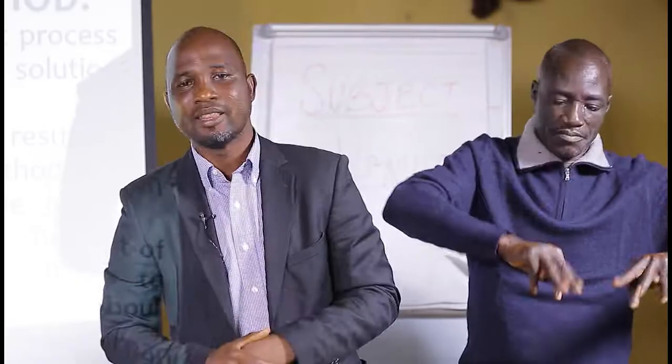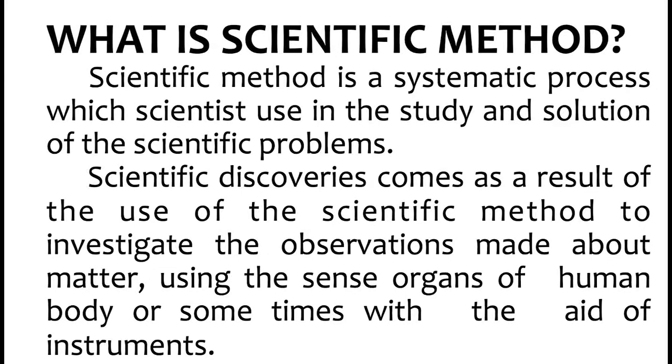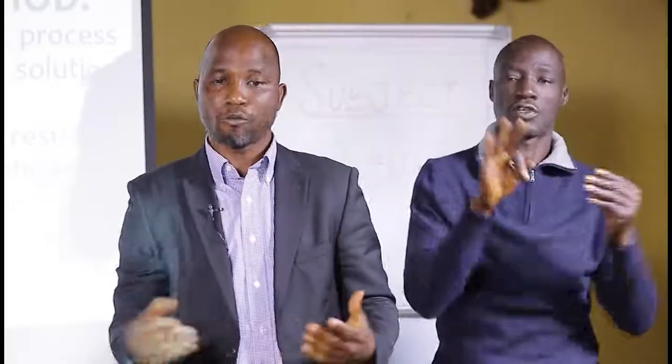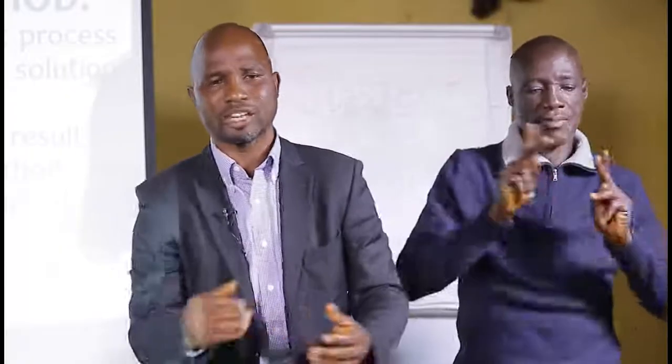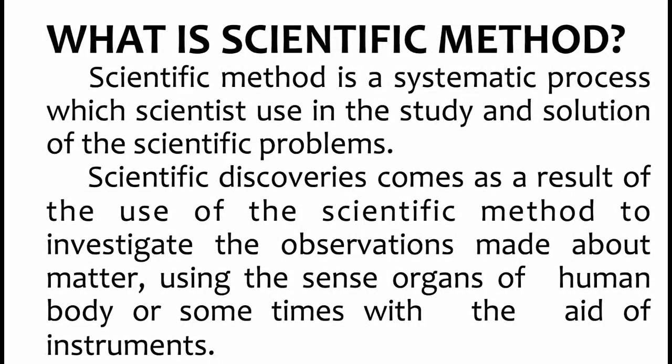In experiments, there is a way scientists go about investigation, and this way is called the scientific method. We say the scientific method is a systematic process which scientists use in the study and solution of scientific problems. Oftentimes, there are scientific problems, and the way scientists go about giving a solution to these scientific problems is called the scientific method. Scientific discovery comes as a result of the use of the scientific method to investigate the observations made about matter using the sense organs of the human body, and sometimes with the aid of instruments.